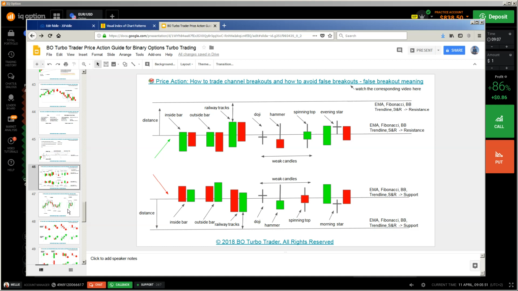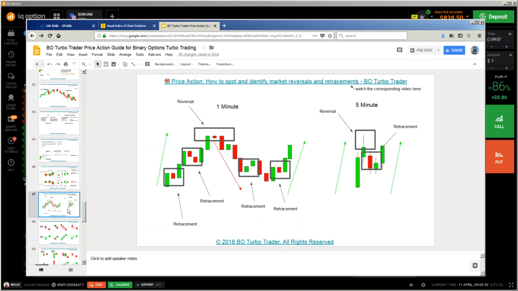Then that was this one what I was explaining to you. You have to understand the reversal and the retracement. You see, in a 5-minute time frame, you have here a retracement. This red candle here is a retracement of this uptrend, and on the 1-minute chart, you have not a retracement, you have a reversal.